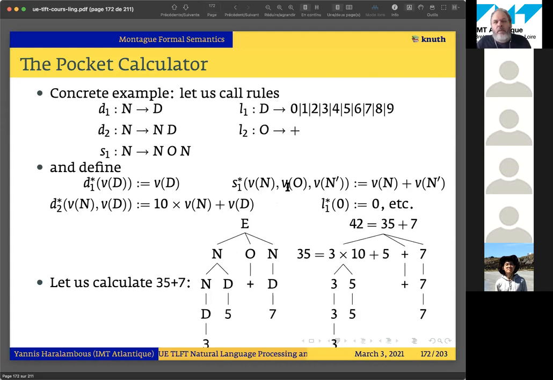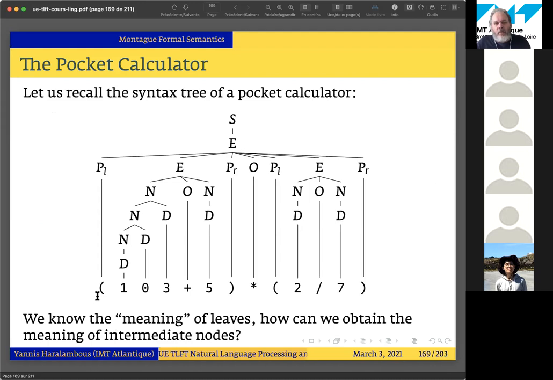And this allows me to start from downstairs, from the leaves, and ask myself, what is the meaning of each one of these leaves? And then go up to the root of the tree and, in a progressive manner, obtain the value of the whole expression, which is the value of the root of the tree.